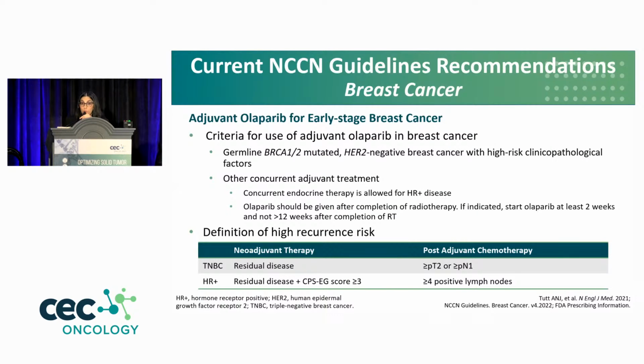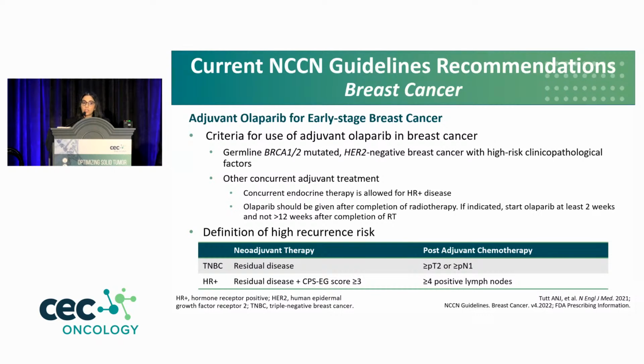All right, so for breast cancer, we have two agents that are approved in this setting, with olaparib being the only one approved in the adjuvant treatment, in addition to the metastatic setting. Across all indications of PARP inhibitor in breast cancer, patients must have germline BRCA mutation, and not somatic, not HRD, but patients must have germline BRCA mutations.